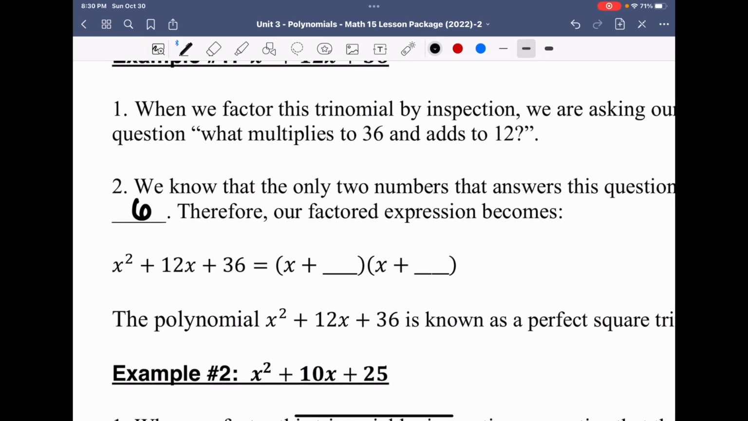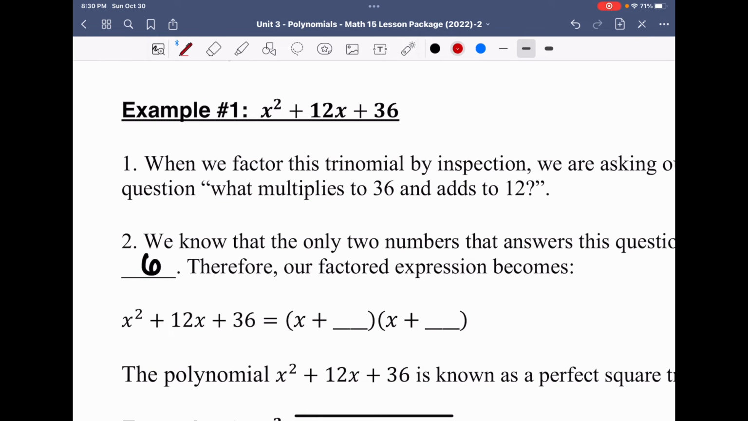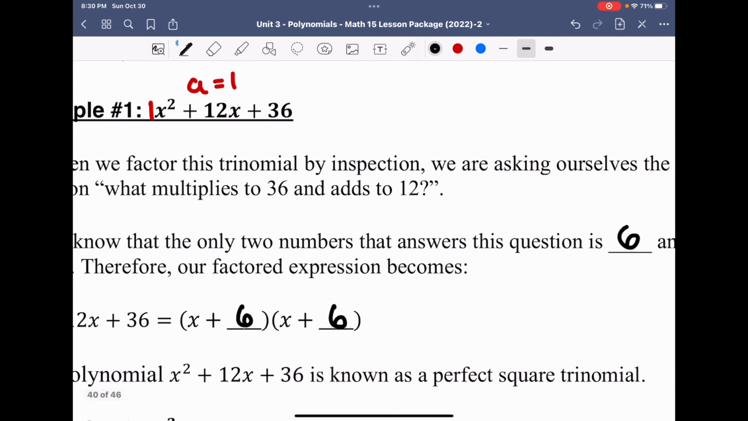So by inspection, because I know that my a value is equal to 1, the reason I can do inspection is a equals 1, I can throw these right into my brackets: x plus 6, x plus 6. And now, what's a way to rewrite this if I want to write it as one binomial? Well, we know the same thing multiplied twice, we can write as a squared.